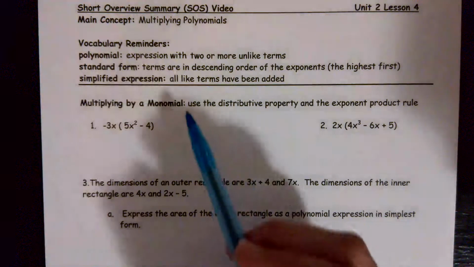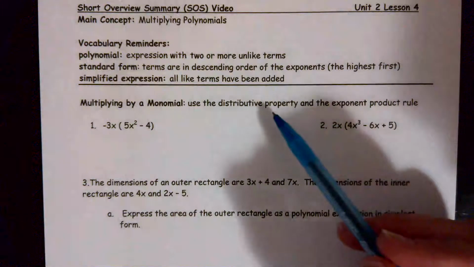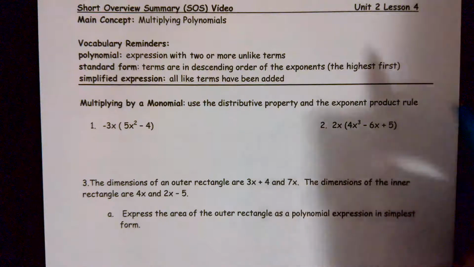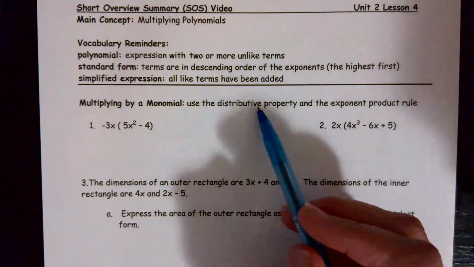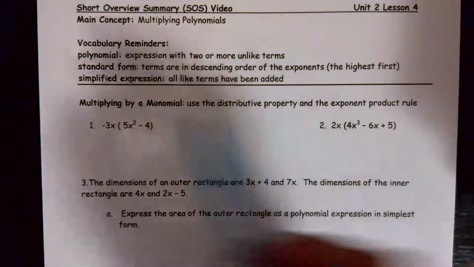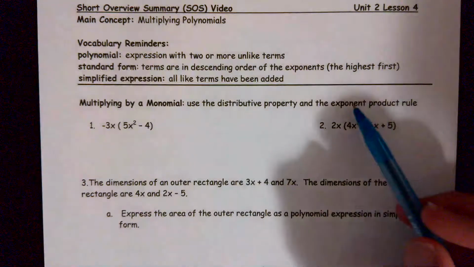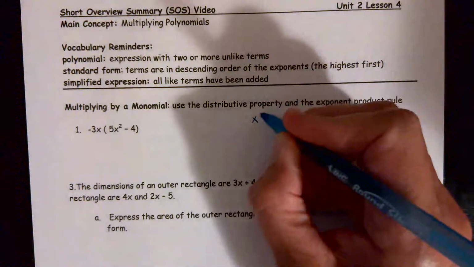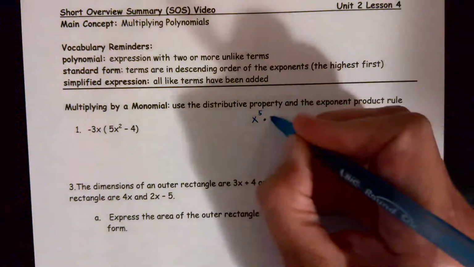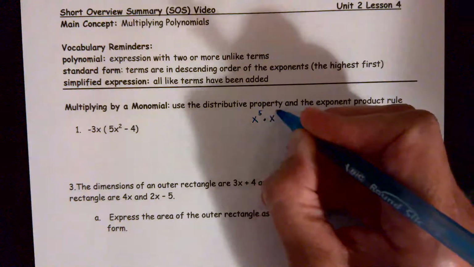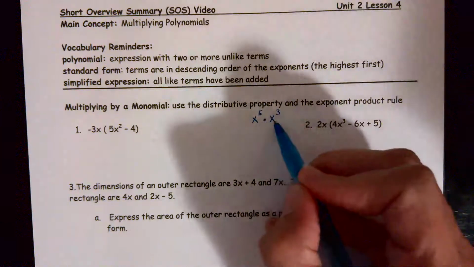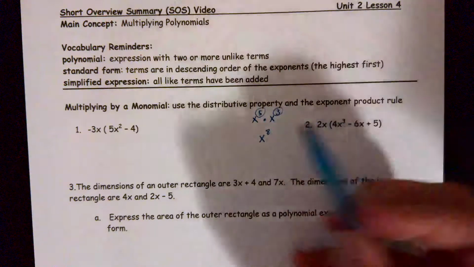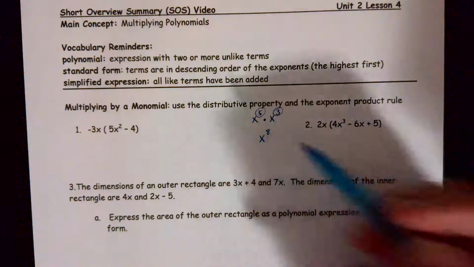Okay, so when we multiply by a monomial, we could use the distributive property, and we have to remember the exponent product rule. The distributive property means we multiply every term in the parentheses by the outside number. The exponent product rule means if I have a variable to a power, say 5, and I multiply it by the same variable to a power, say 3, I am going to keep the base, that's my x, and I will add my exponents. So x to the 5th times x to the 3rd is x to the 8th.